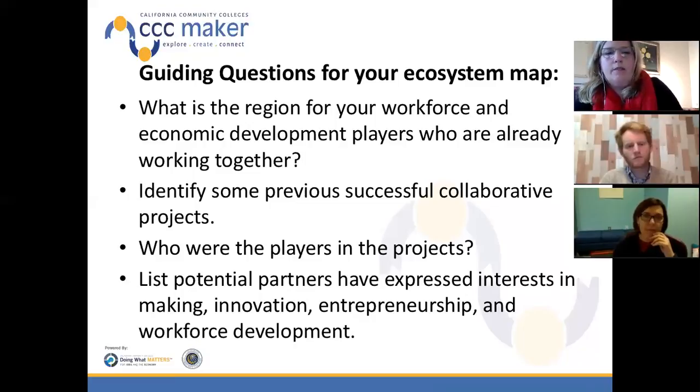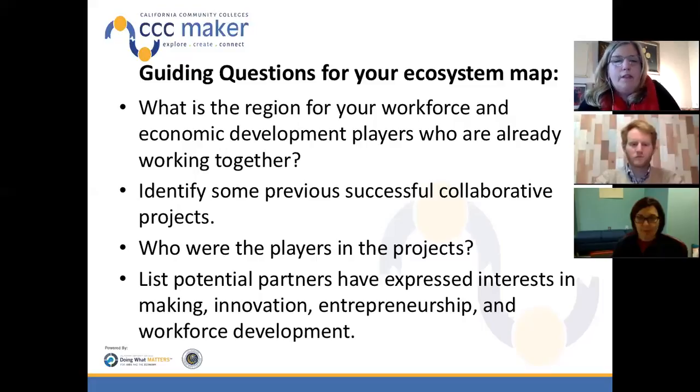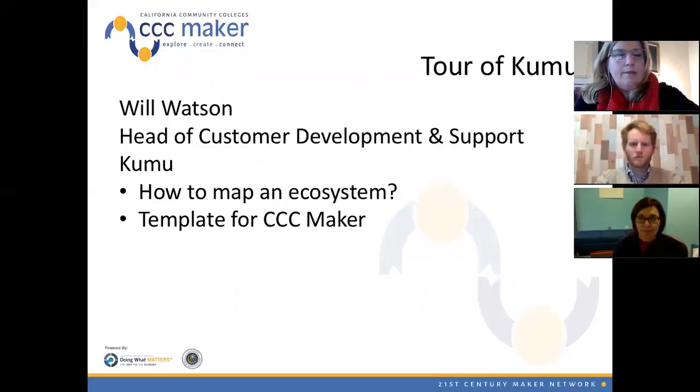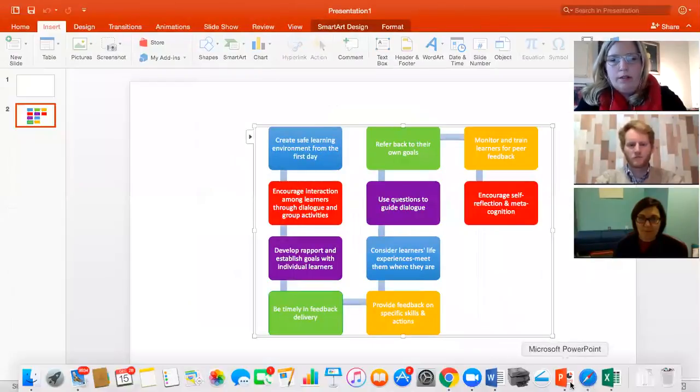Some questions to ask: what is the region for your workforce and economic development players who are already working together? Think about what your system boundaries are right now. Identify some previous successful collaborative projects, and of those, who were the players in the project? So who plays well together? And start listing potential project partners who have expressed interest in innovation, entrepreneurship, and workforce development. And with that, I'm going to turn the screen over to Will.